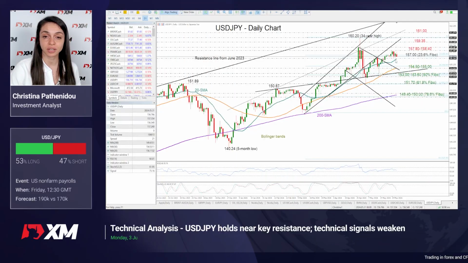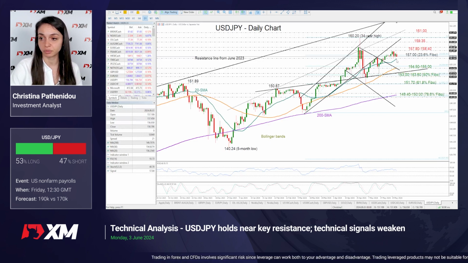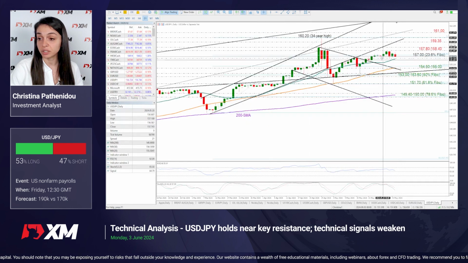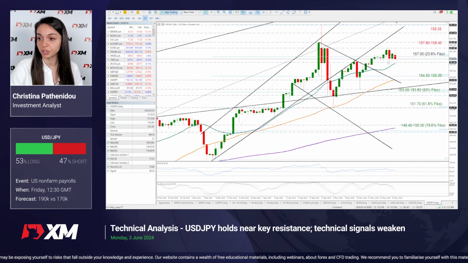The forecast suggests a rebound in jobs growth and a steady unemployment rate, as well as stable average hourly earnings, which should be dollar positive. But looking at the technical indicators down here, we can see that the RSI and the stochastic oscillator are signaling lacking buying interest. So that suggests that a downside correction might be more likely than an upside one, especially after the creation of this bearish engulfing candlestick pattern over here.